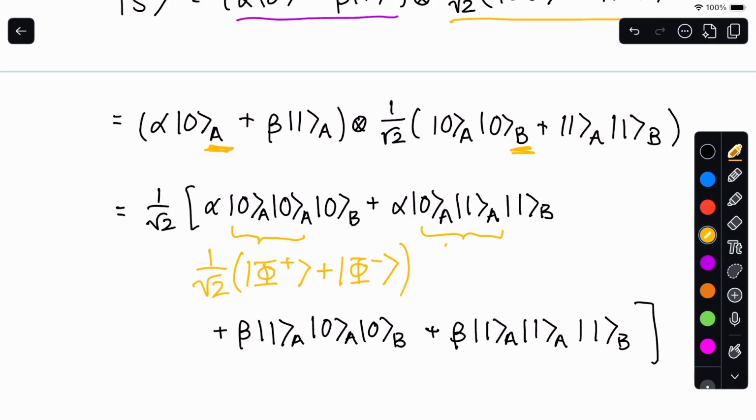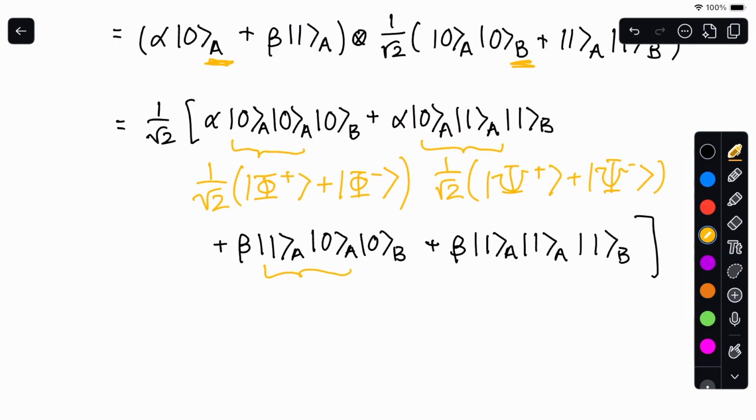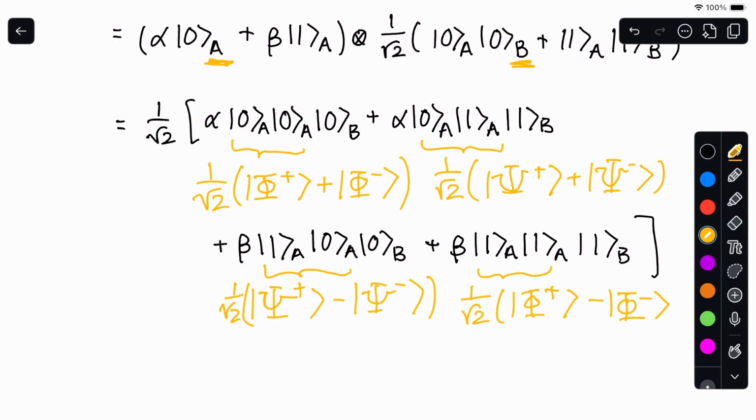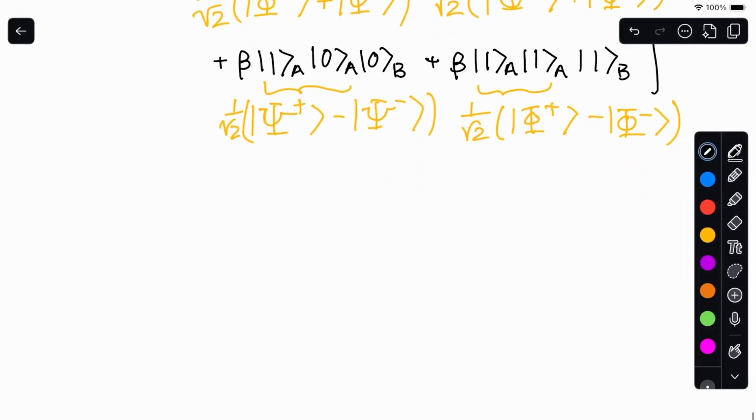And then 0, 1 is 1 over root 2 psi plus psi minus. Down here we have 1, 0. And this is 1 over root 2 psi plus minus psi minus. And finally, 1, 1 is 1 over root 2 phi plus minus phi minus. Okay, now we can sort this all out and group things by the Bell terms, and we'll get this.